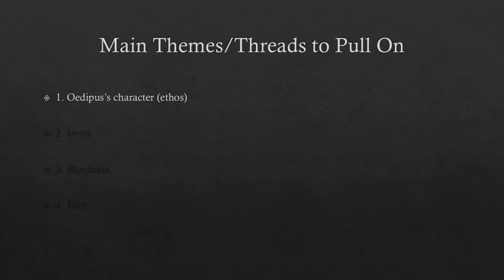And again, if we were in a class, that's what you would do in groups, is pull on those threads, re-examine the text for those threads. So the first one we'll look at is Oedipus's character, and the Greek word ethos means character. The second one is irony. The third is blindness. The fourth one is fate.